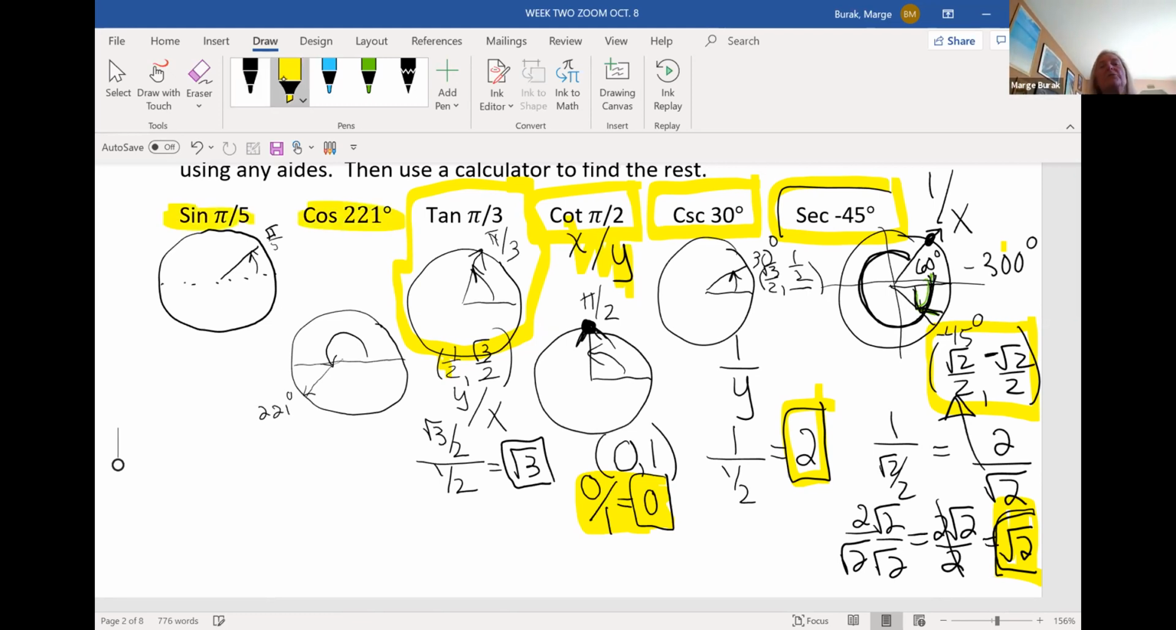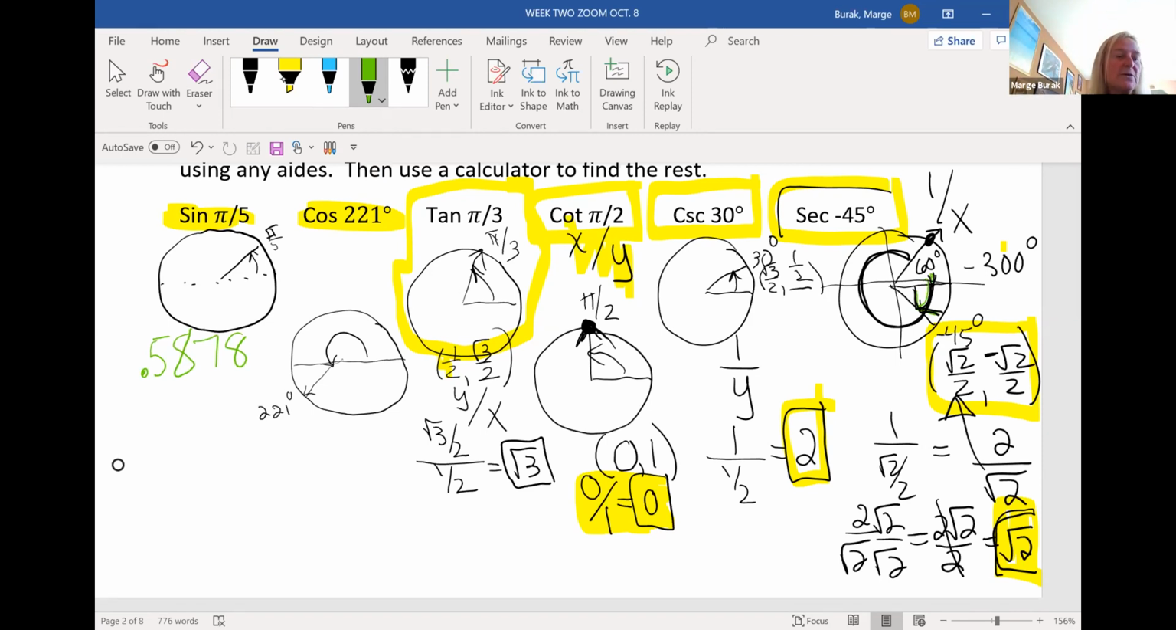Okay, so the last two are over here. The sine of pi over 5 and the cosine of 221. Those are calculator problems. So last but not least, do the sine of pi over 5 and you should be in radians. Otherwise, you're not going to get the right answer. And you should get 0.3, right? Wrong. What is it? Who's got it? 0.587. I'm going to round it off to 0.588. Anybody agree with me? Agreed. I just need 3 people and then I know we're good.